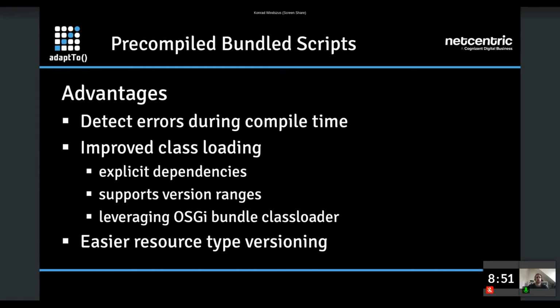For example, what you gain automatically is explicit dependencies. There's full support of version ranges, so you can explicitly state which Java package version you're interested in and supporting. And there is also support for easier resource type versioning.